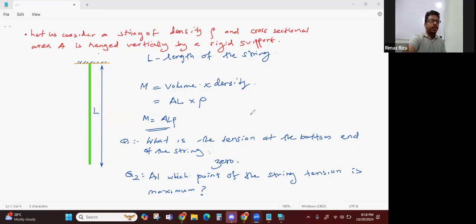Yeah. So I'm getting the correct answers: at the top end of the string, right? So at the top of the string, or the top end of the string. Because here, if you consider this point, that point of the string has to carry the entire weight of the string. So therefore, the tension will be maximum at the top end. So you can write top end of the string.